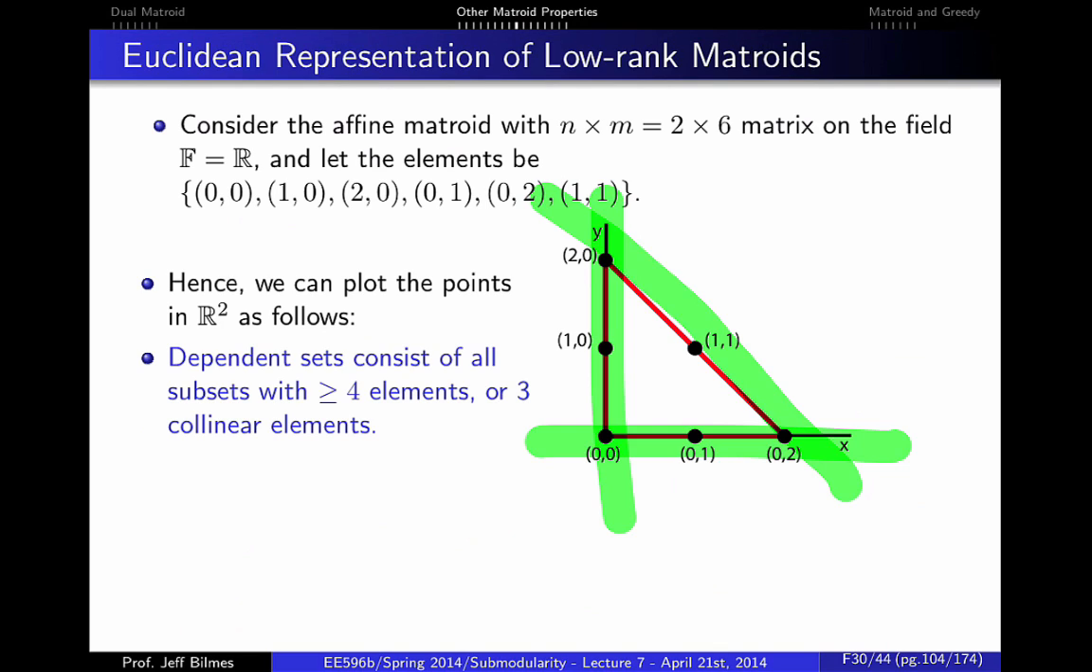So dependent sets consist of all subsets with greater than or equal to 4 elements. So that means that the rank has to be less than 4 if it's 4 elements. So the rank of these four elements is going to be 3. Okay?